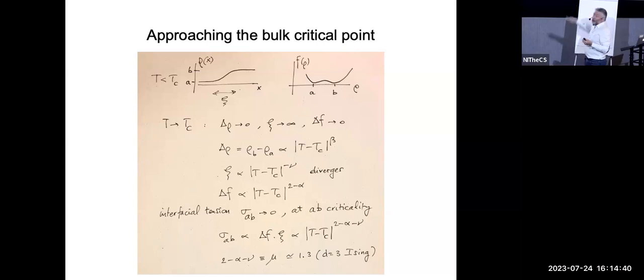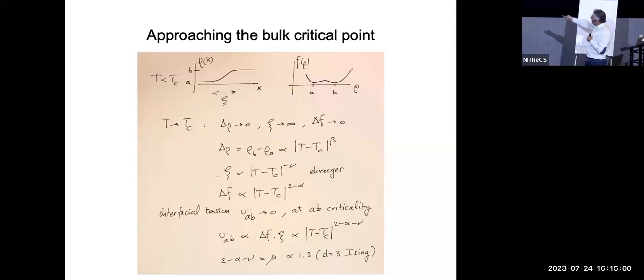This coherence length, or the width of the interface, diverges. So we will write minus nu, where nu is some positive number. Think of it as maybe 1/2. Okay. So this would then diverge because this is then minus 1/2.